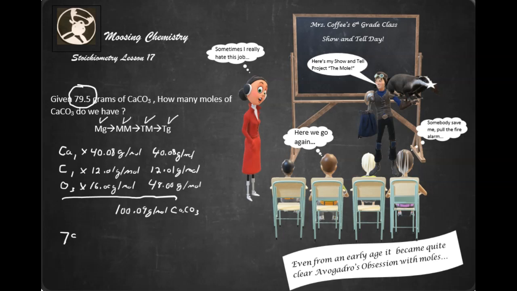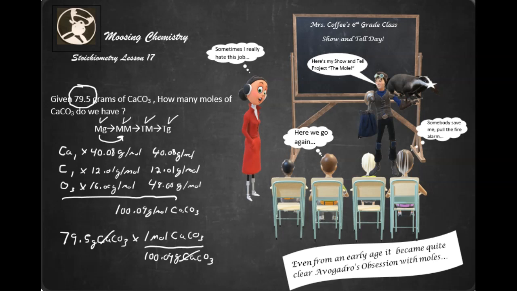We're going to go 79.5 grams of calcium carbonate. Pretty simple so far. We're going to go from my grams to my moles. So we're going to change this into moles. We're going to go 1 mole of calcium carbonate. Pretty simple, huh? And we're going to divide that by 100.09 grams of calcium carbonate. All right, so let's cancel out the calcium carbonates.